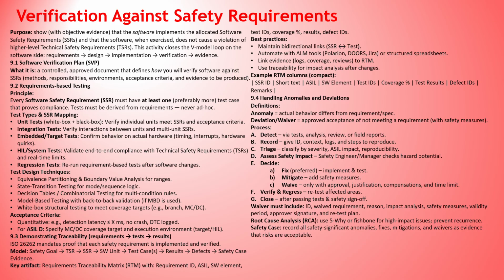A waiver means you accept the non-compliance, but only with solid justification, risk analysis showing it's acceptable, potentially compensatory measures, and formal approval. So you can't just ignore problems. Absolutely not, especially safety-relevant ones. Root cause analysis, RCA, is key to understand why the anomaly occurred and prevent recurrence. Everything, the anomaly, the analysis, the fix, the retesting, any waivers must be documented in the safety case, which is the overall argument that the system is acceptably safe. Wow. It's a very disciplined process for handling issues.